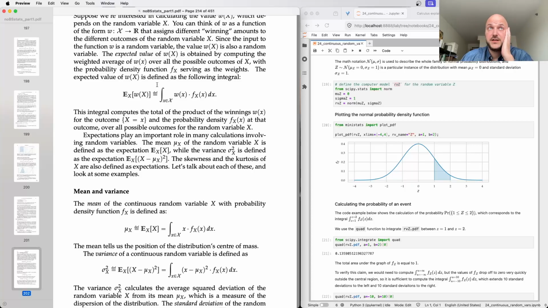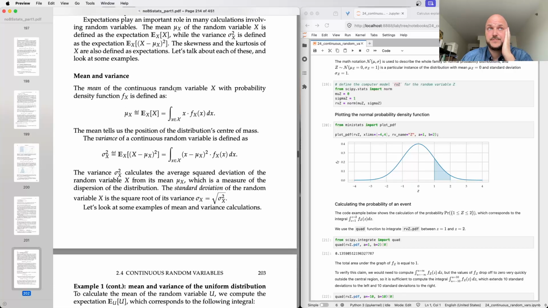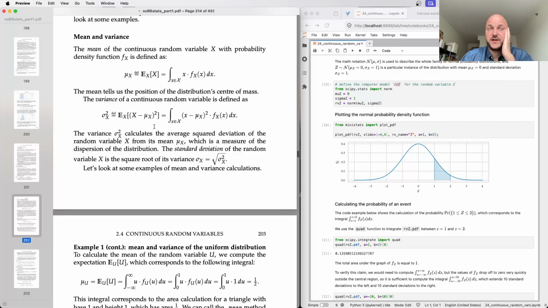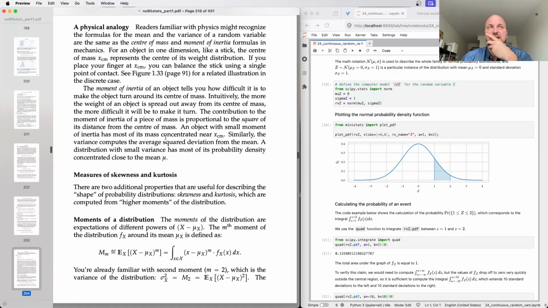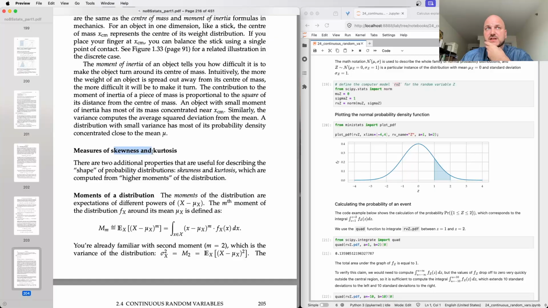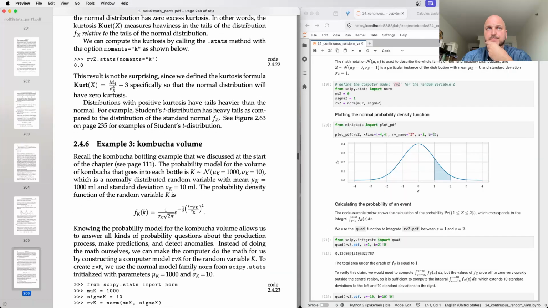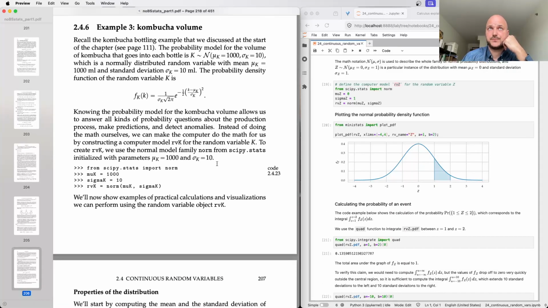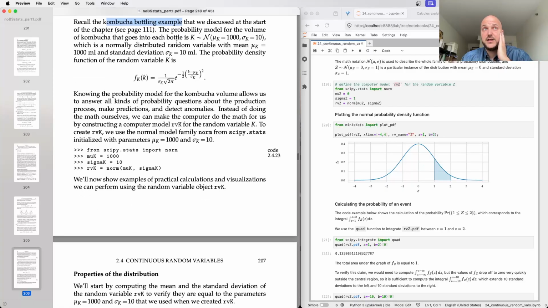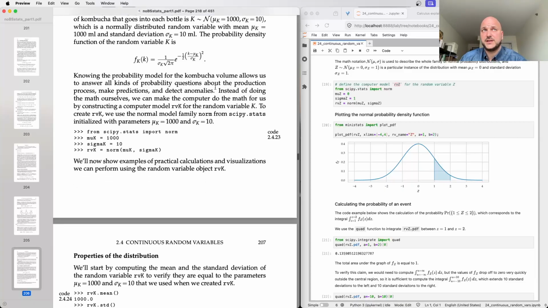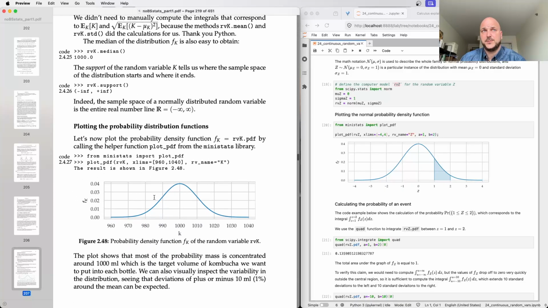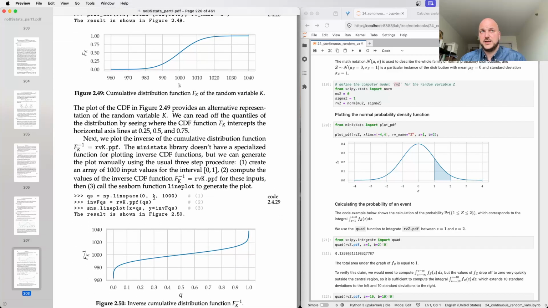Expectations, same idea. Instead of a summation, we have an integral. The mean and the variance. In this section, we talk about some new things like the skewness and kurtosis. You read about them. And then there's a worked example. So the kombucha population, the kombucha bottles, we started with that in the chapter introduction, but now that you know about the normal distribution, we can go into details and show all the steps and calculations based on that probability model.